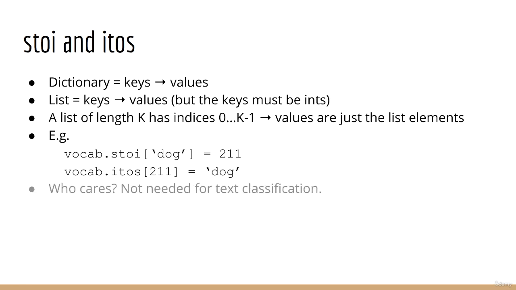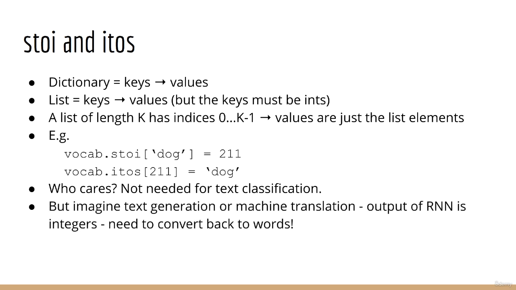Now you might be wondering, who cares and why do we even need these mappings? Well, if all we want to do is text classification, then we don't necessarily. But there may be instances where, let's say, you're doing text generation or machine translation, where the output of the neural network is a sequence of integers. Of course, in order to turn that into text, you have to convert that sequence of integers back into a sentence. And in order to do that, you must know which integer corresponds to which word in your vocabulary.